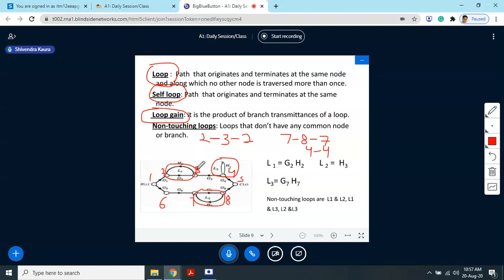What is the loop gain? Now the loop gain, as we calculate the path gain of the signal flow graph, in the same manner we will calculate the loop gain. If we are considering this 2 to 3, 3 to 2 loop, then the loop gain will be this G2 and this S2. So the loop gain for loop 1 will be G2 into S2. Again, for this loop 7 to 8 and 8 to 7, the loop gain will be this G7 and H7.